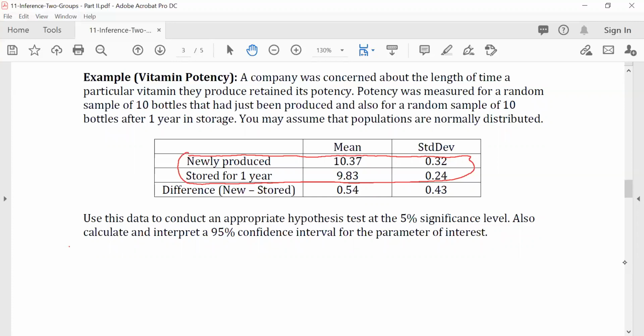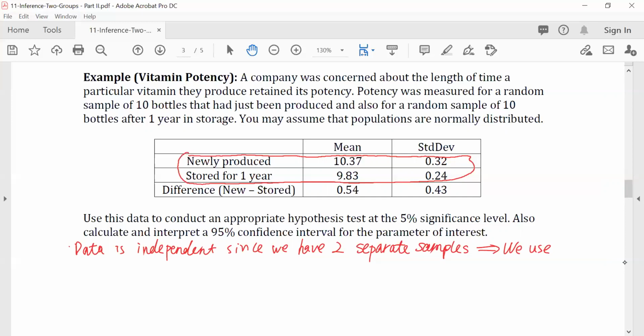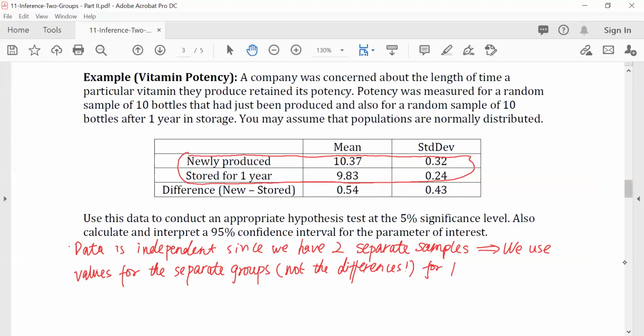So first, the data is independent since we have two separate samples. So we use values for the separate groups, not the differences, for the hypothesis test and confidence interval that we are going to do.